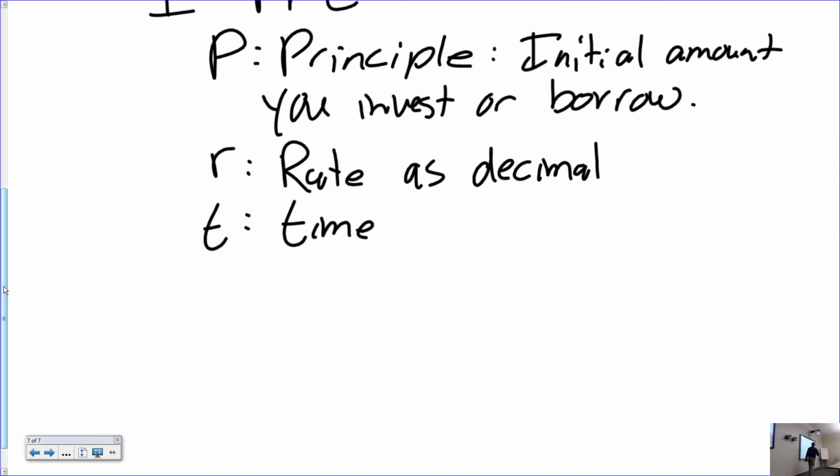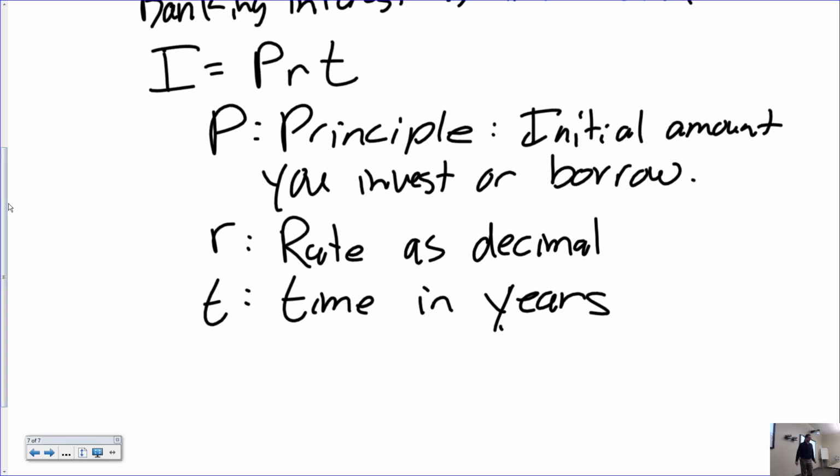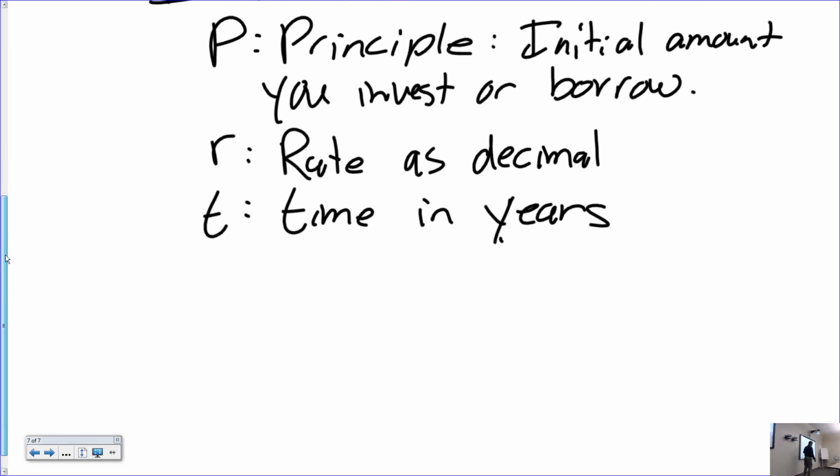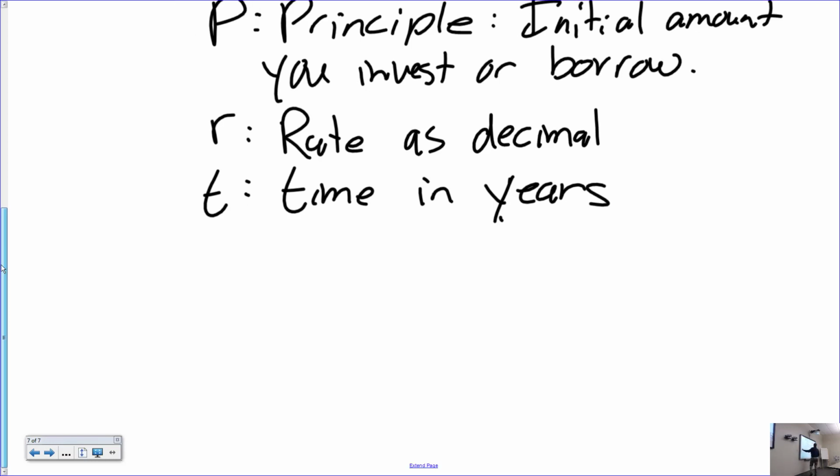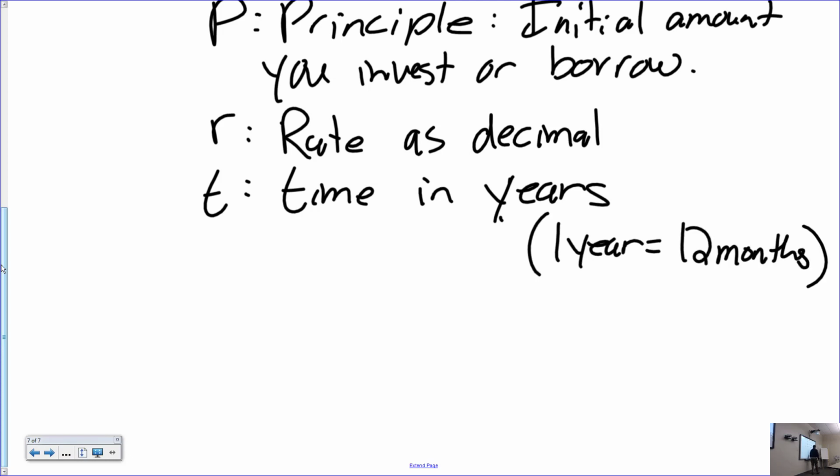And please note that in this formula, time must be in the units of years. Okay? And let me remind you a few things that you know, just to be safe. Please remember that there are 12 months in a year. And so if I tell you that you're borrowing or investing money for a certain number of months, that you convert it into years correctly.